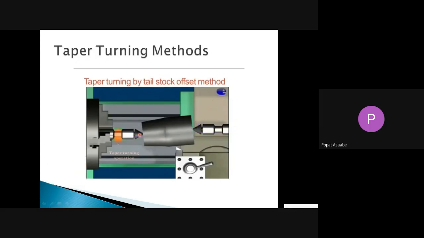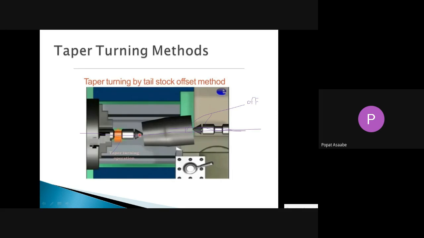Okay, see here, this is your live center, this is your dead center, and we have given offset to the dead center. Okay, this is your lathe machine axis, and this will be your dead center axis, sorry, this will be your dead center. Okay, that much offset we have given. See here, that much, this is called as the offset distance. Okay, this is called as your offset distance. That much offset we have given to this dead center.